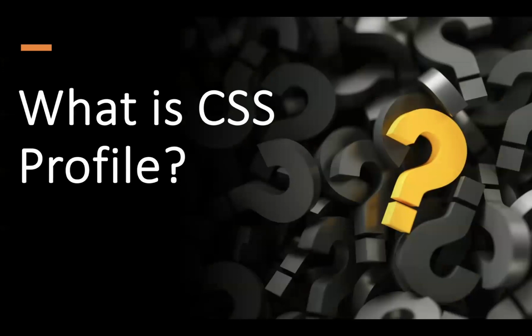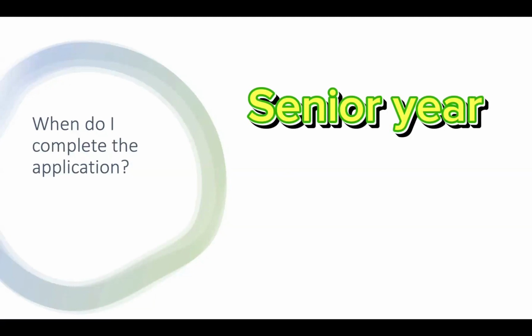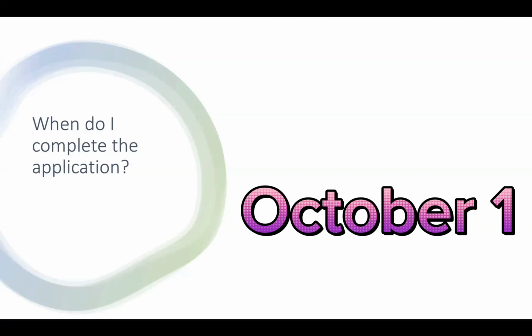What is the CSS profile? The CSS profile is an online application used by colleges and scholarship programs to award non-federal institutional aid. When do I complete the application? Most students complete the application in their senior year of high school, starting on October 1st. Schools may have different deadlines. You should be sure to check with each school you are applying to.